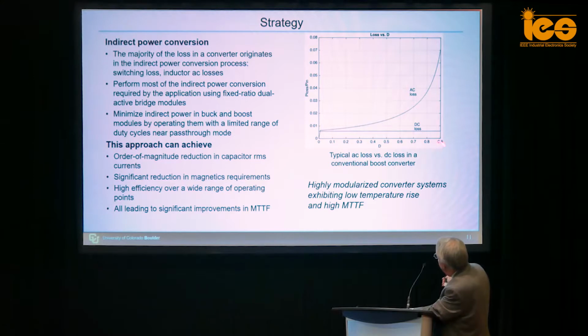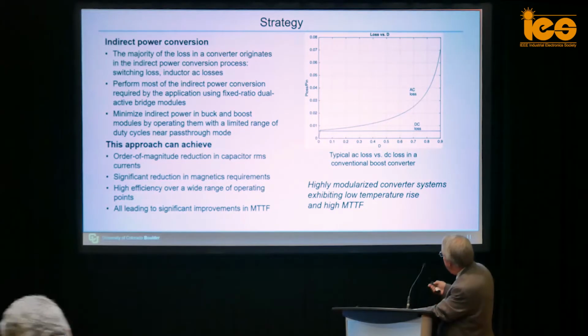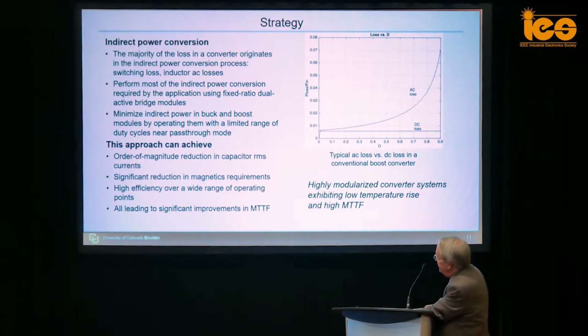As you increase the duty cycle and make the boost converter do more work, which really is increasing the indirect power in the boost converter, then the AC loss goes up quickly. So what we want to do is not use things like boost converters to do the indirect power conversion, and instead use a DC transformer circuit to do indirect power conversion as efficiently as possible. Then we put boost or buck modules around the DC transformer in order to control the voltage. That's okay as long as we run these buck and boost converters near their pass-through modes where their efficiency is high.